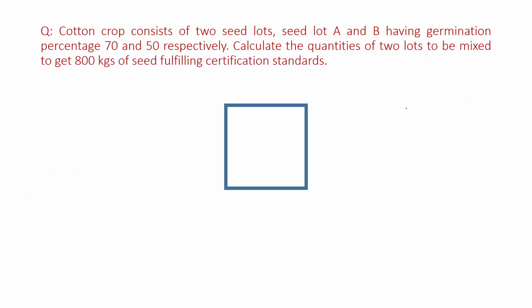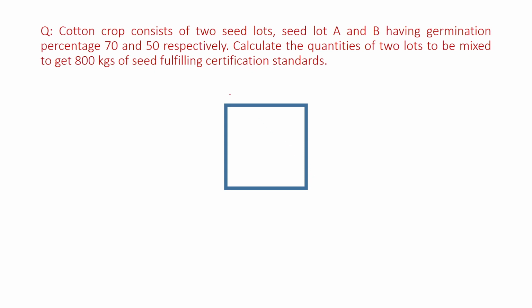So let us read the question here first. What it says, cotton crop consists of two seed lots, seed lot A and seed lot B. They are having different germination percentage, 50 and 70 respectively. So we have to calculate the quantities of two seed lots to be mixed to get the 800 kgs of seed, fulfilling the certification standards.